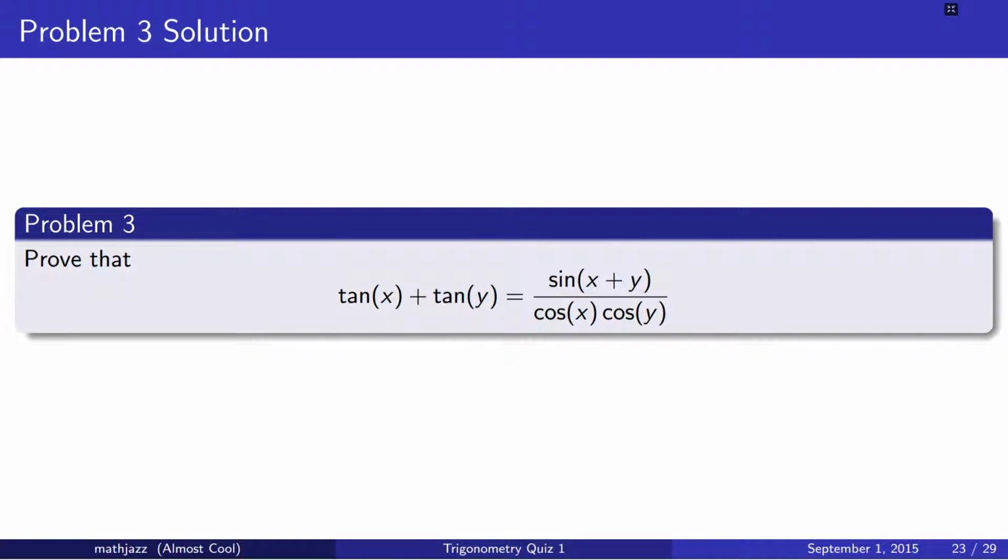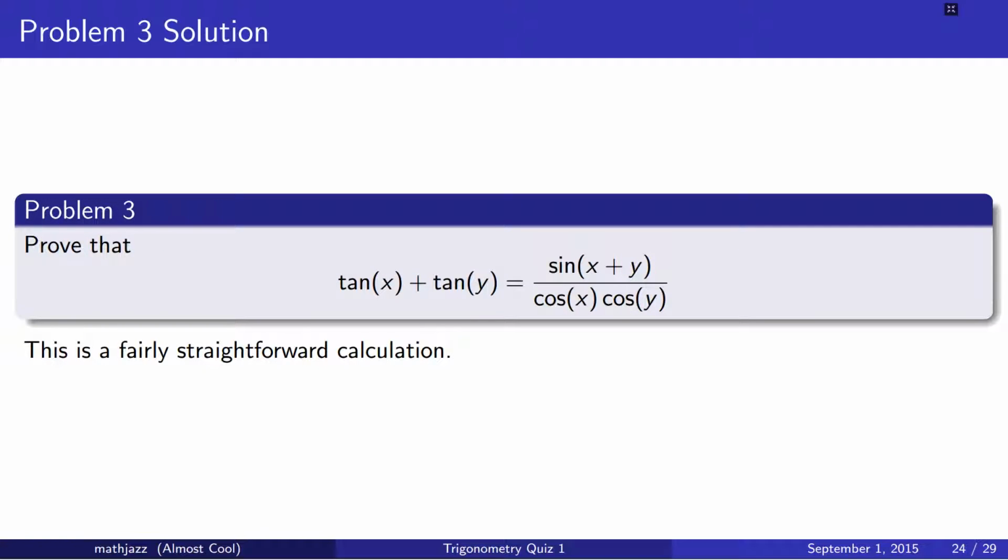Problem 3. Prove that tangent of x plus tangent of y equals sine of x plus y over cosine of x times cosine of y. With this problem, the first thing that we want to do is to convert tangents into sines and cosines. When we do this, it makes this a fairly straightforward calculation.